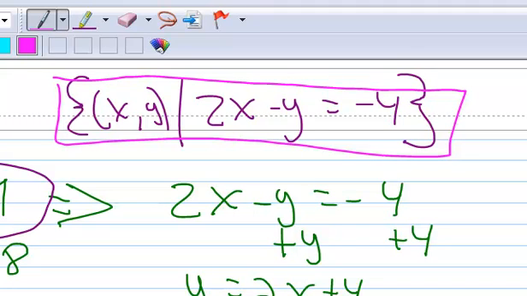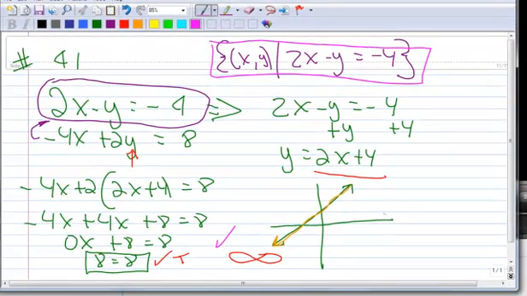So those are the two special cases, no solution and infinite solutions. Again, when you graph them, it's pretty obvious which case you have, but when you solve them algebraically, you need to be able to recognize if you have infinite solutions or no solutions.